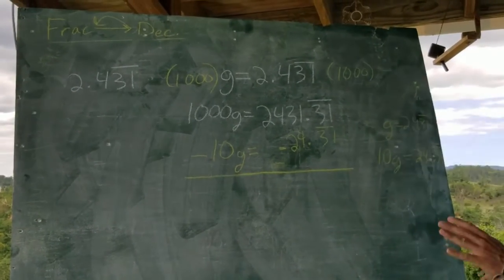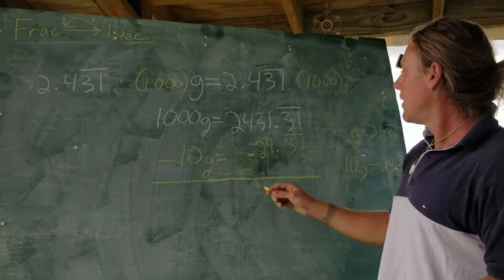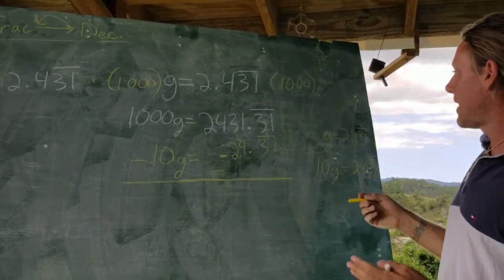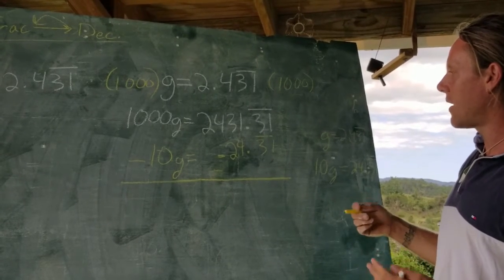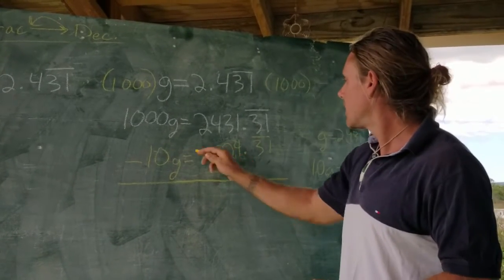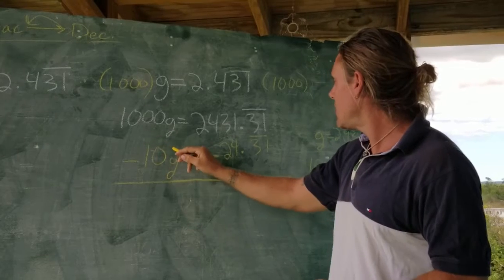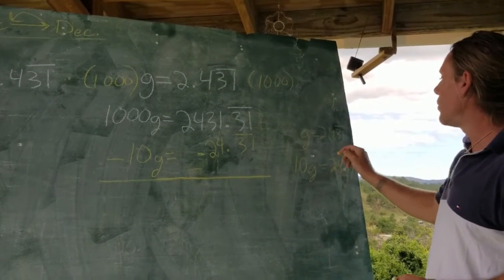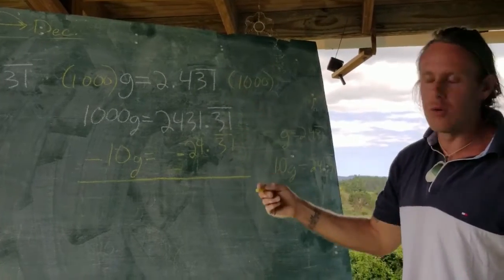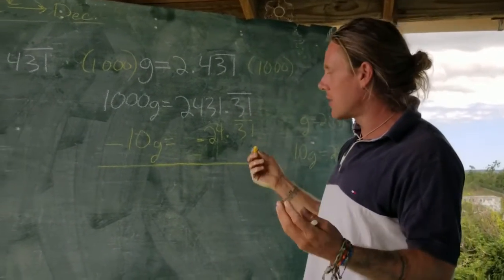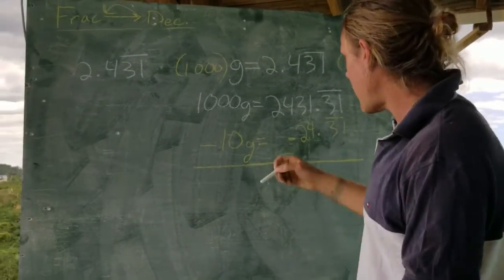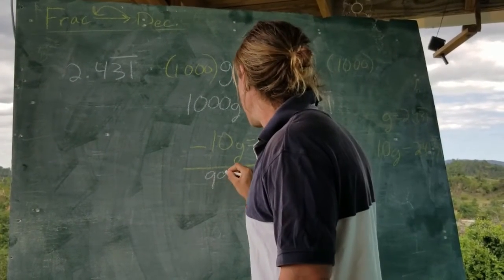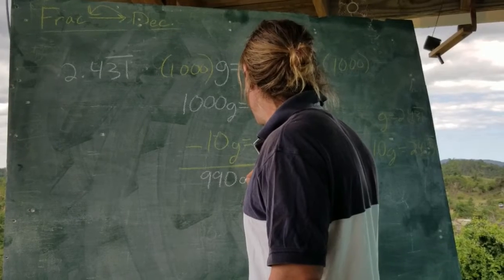Now, just to make sure we haven't broken any algebraic rules, we've done to both sides hopefully the same operation and quantity. We've subtracted 10G and 24.31 repeated. Well, 24.31 repeated is what 10 times G would equal. So we are good. Now all we're left to do is to subtract. 1000G minus 10G would be 990G.